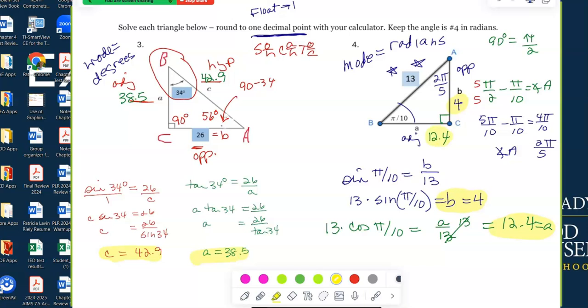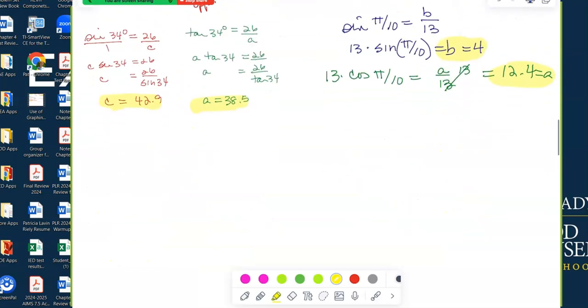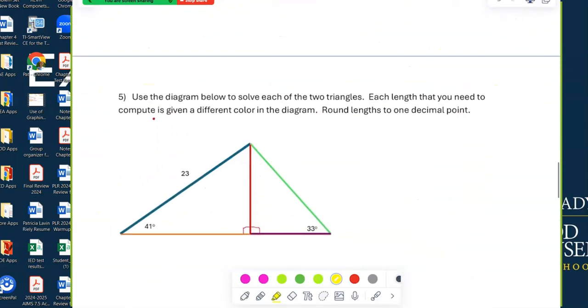Now, is this a reasonable answer? Well, I think it is, because the hypotenuse has to be the biggest side. It is. The angle pi over 10 is smaller than 2 pi over 5. So the side opposite it should be smaller than the side opposite 2 pi over 5, and that's what I have. So I know my answers are reasonable, and I can move on.